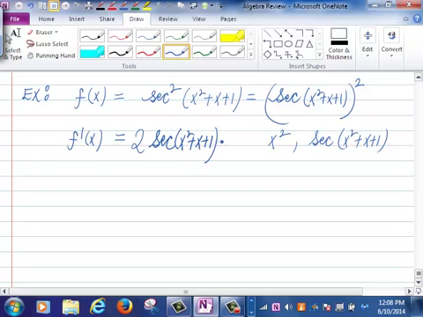And then you multiply by the derivative of secant of x squared plus x plus 1, right? So what's the derivative of this guy? We know the derivative of secant x is secant x tangent x. So this would be secant of x squared plus x plus 1 tangent of x squared plus x plus 1, and then times what? 2x plus 1. Very good.